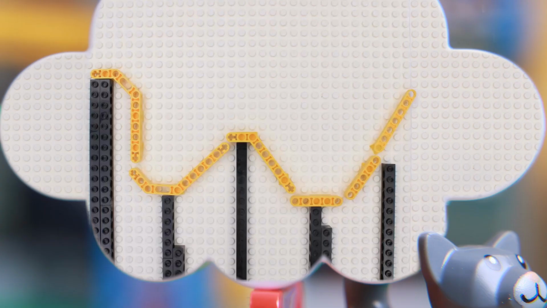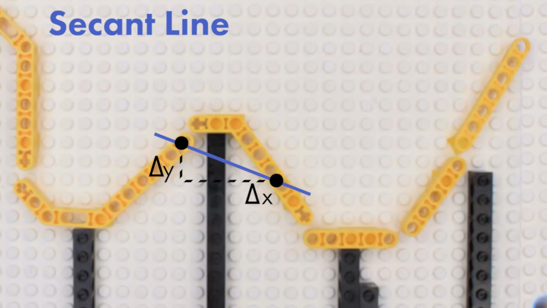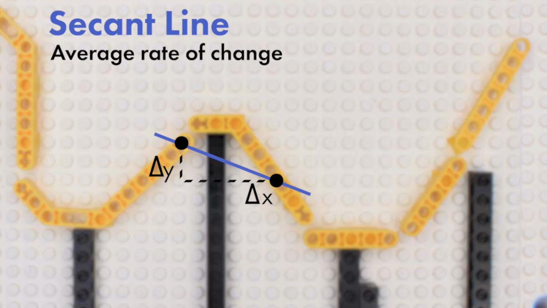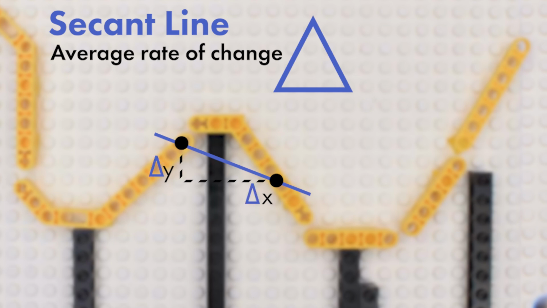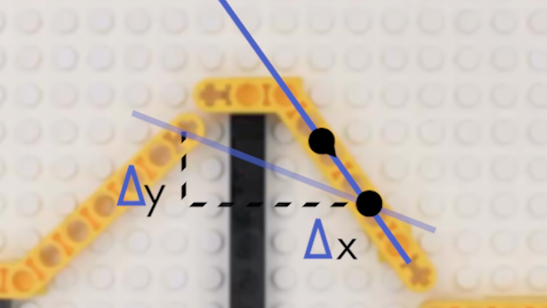Another word we need to know is secant line. A secant line is a straight line that connects 2 points on a function. The slope, or gradient, of the secant line tells us the average rate of change of a function between the 2 points, where the capital Greek letter delta, which looks like a triangle, means "change in." If we move the 2 points closer and closer together, the secant line gets closer and closer to the tangent line.